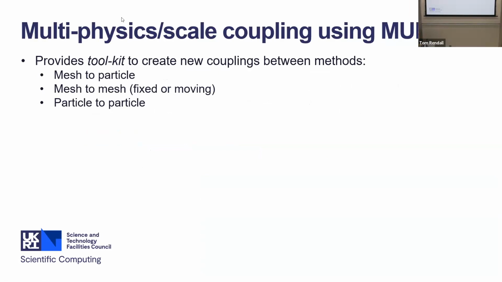If we want to do multiphysics or scale coupling using MUI, in effect, MUI provides a toolkit for us to do that, and that's the best way of looking at it. It allows us to create couplings between mesh-to-mesh methods, mesh-to-particle methods, and everything else in between.